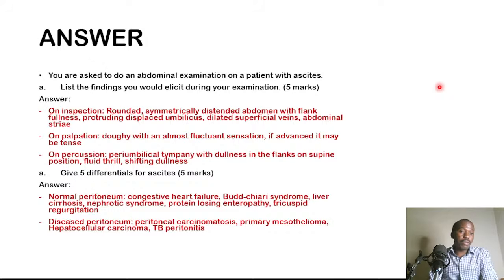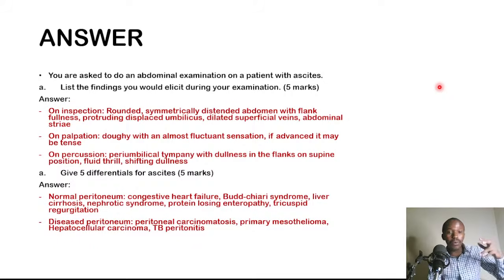On percussion, you have a periumbilical tympanic sound, but on the flanks there may be some dullness. You may have a positive fluid thrill. You may have positive shifting dullness. Now, causes could be a normal peritoneum, meaning these are transudative causes. So things like congestive heart failure, Budd-Chiari syndrome, liver cirrhosis, nephrotic syndrome, protein-losing enteropathies, tricuspid regurgitation. Remember those things that I told you about: the heart, the kidneys, the liver.